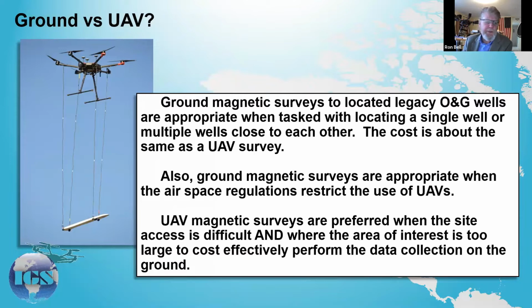The thing is, though, that if it's just a single well, it's probably just as good to do a ground mag survey, just as fast to do the data collection, and probably less expensive. But if you're having to locate multiple wells, then drones start to have a real advantage in how quickly they can acquire data. They certainly can do as good a data as you can acquire on the ground.